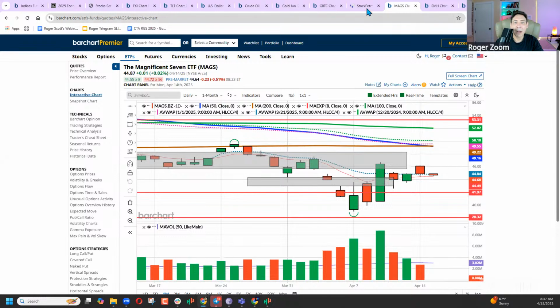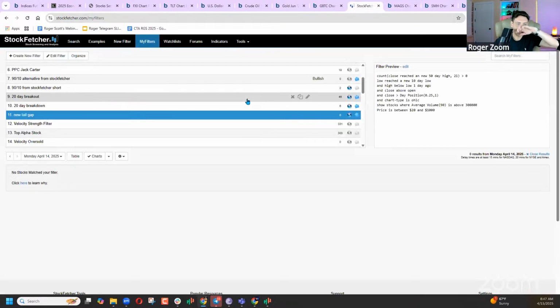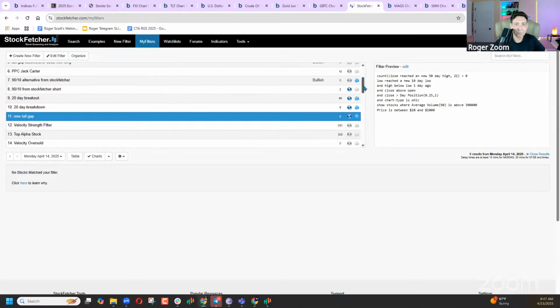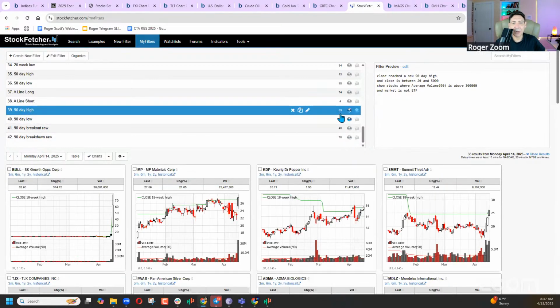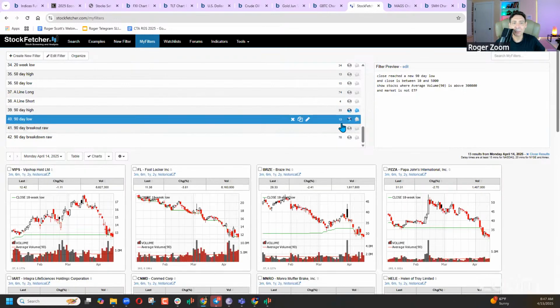All right. What about momentum levels? How are momentum levels looking? Let's take a quick look. Do we have huge momentum? We have 33 stocks breaking out to the upside. We have 13 stocks breaking down to the downside.